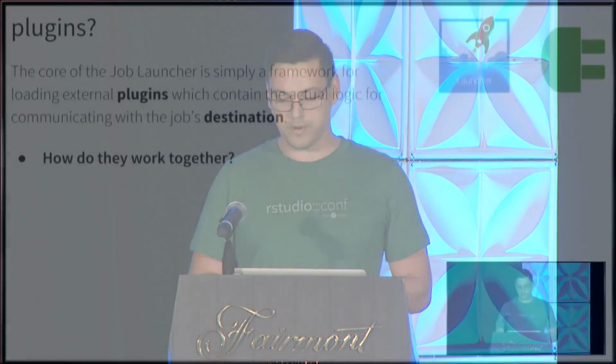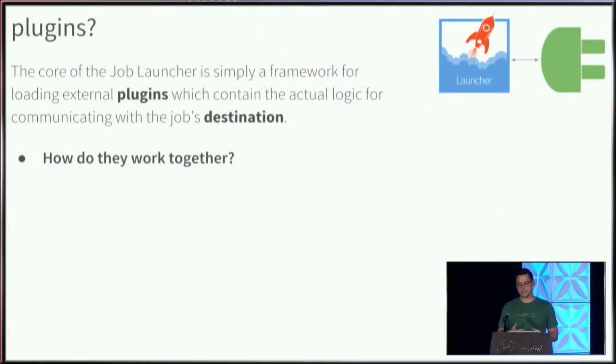So what am I talking about with these plugins? The core of the job launcher is simply a framework for loading external plugins, which contain the actual logic for communicating with the job's destination. So how do these things work together? Once your plugin is configured and the RStudio launcher process starts, it executes your plugin as a plugin process as a child of itself and communicates with it via standard in, standard out.